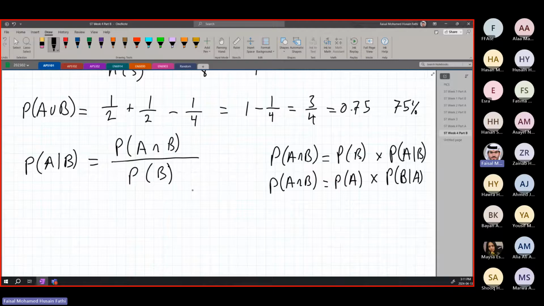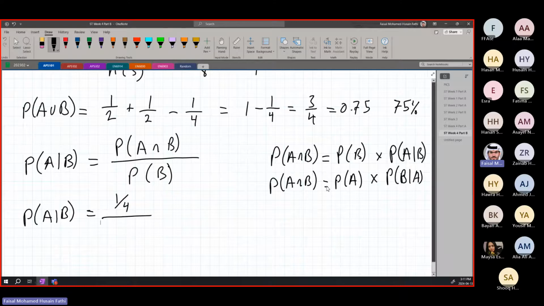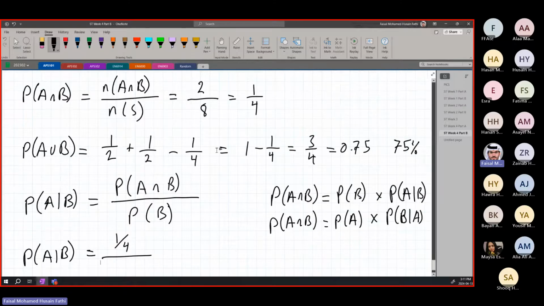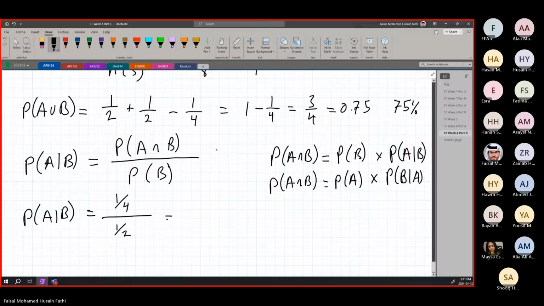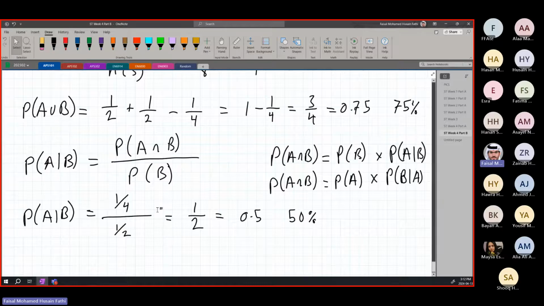We have already found the probability of A intersection B and P of B. So we can simply do this is equal to, what's the probability of A intersection B? It's 1 over 4. Divided by, what was the probability of B? It is 1 over 2. So a quarter divided by a half is simply equal to a half, which is 0.5, or 50%. That's basically it. This is how you'll find the conditional probability.